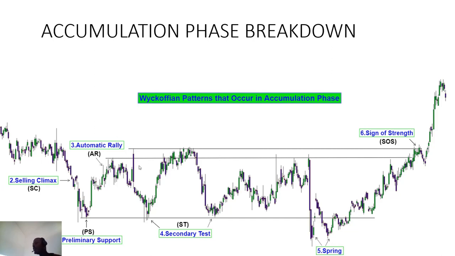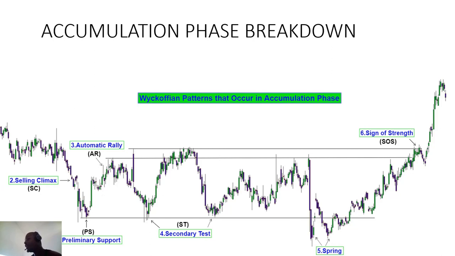So within that range, the automatic rally just happens. The selling climax happened, buyers panicked and dumped. Preliminary support came, and big institutional players came and accumulated those shares at a great price point. And then that level of support is seen by other traders and other people who are interested in the stock. And then the automatic rally happens because the price is bouncing from that big level of support.